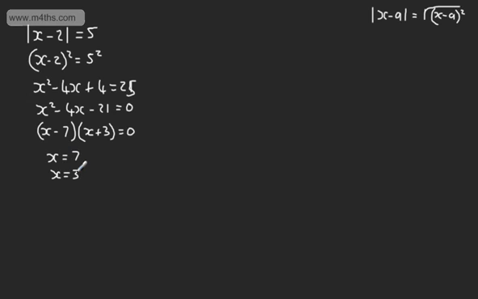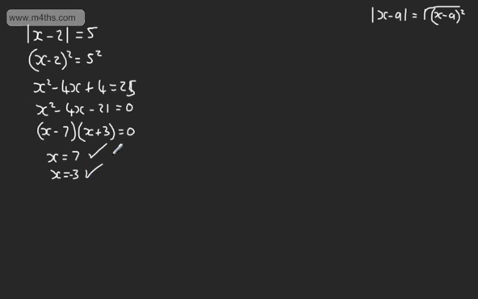Now, do these solutions work? Well, let's try 7. 7 minus 2 is 5. The modulus of 5 is 5, so 7 works. Apologies, that should be minus 3, shouldn't it? If we look at this, we've got minus 3. Minus 3 minus 2 is minus 5. Is the modulus of minus 5 5? Yes, it is. So both of those work.